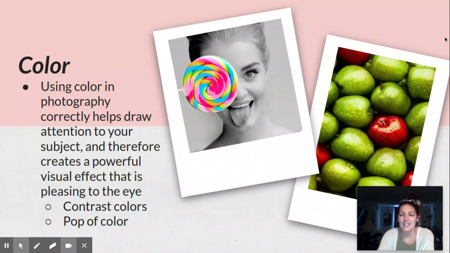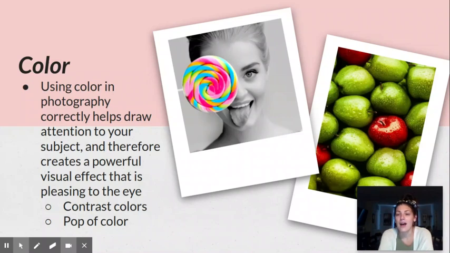Okay, so I think this is the last one. The last one is color. Using color in photography correctly helps draw attention to your subject and therefore creates a powerful visual effect that is pleasing to the eye. Two different ways people can use color really well in photography is contrasting colors.